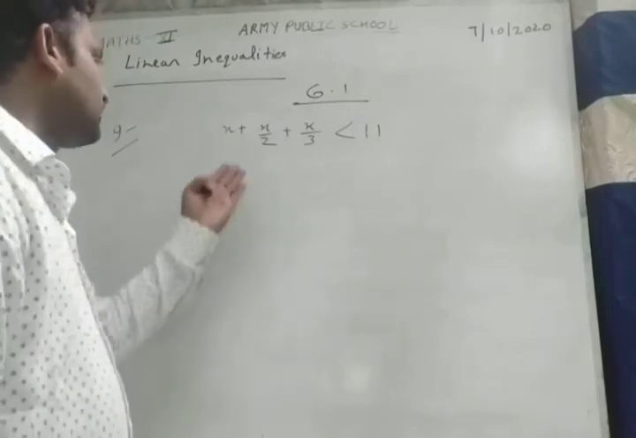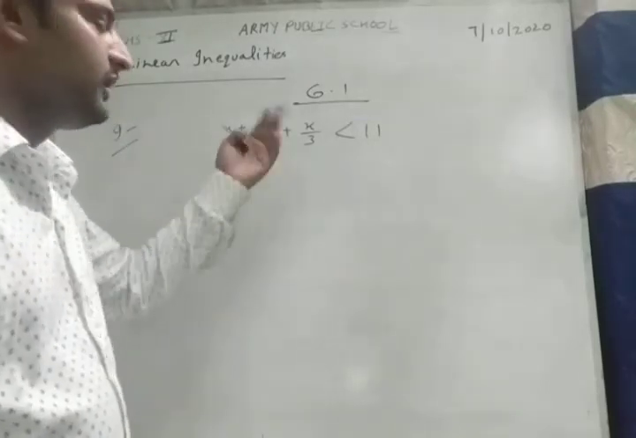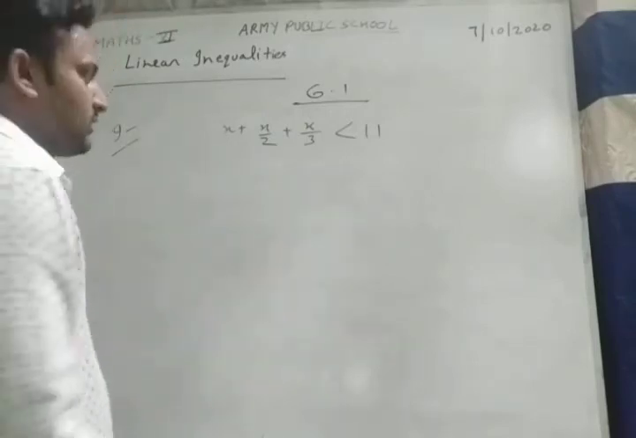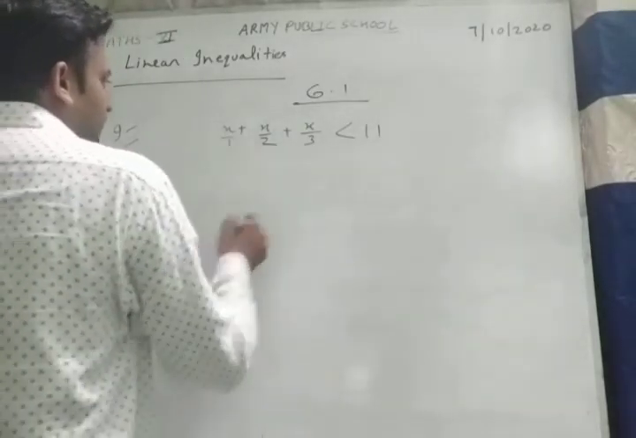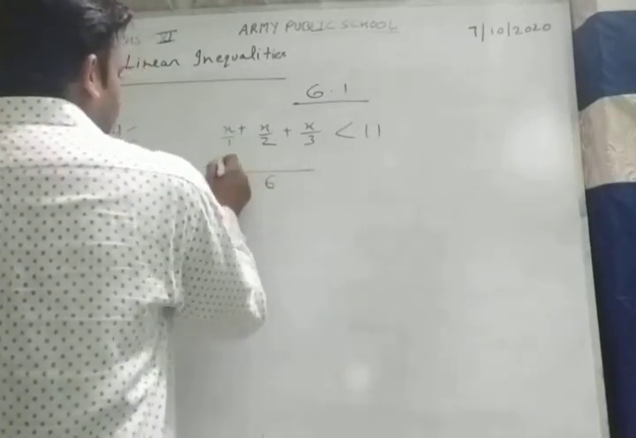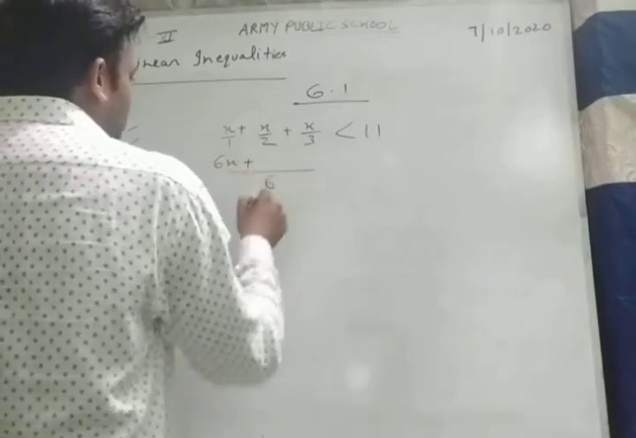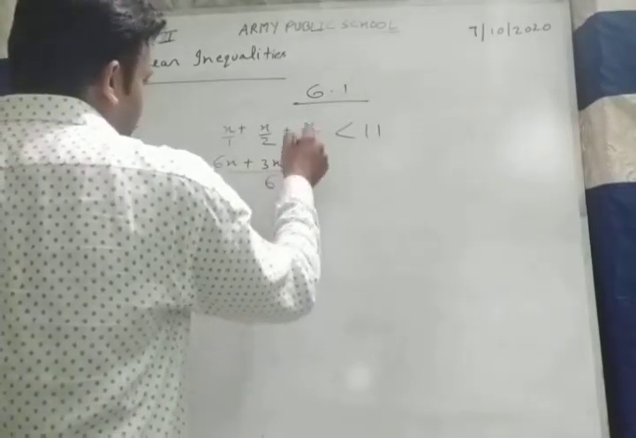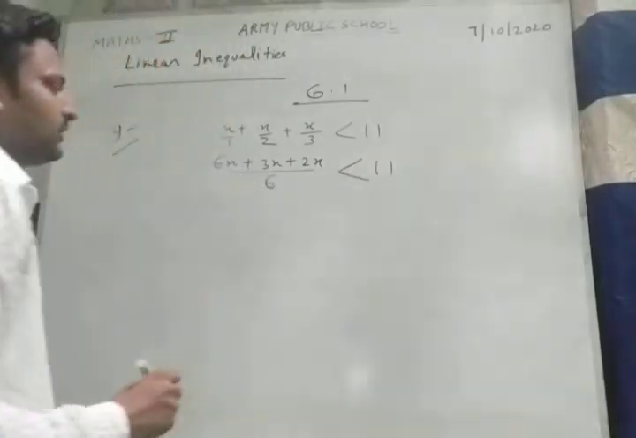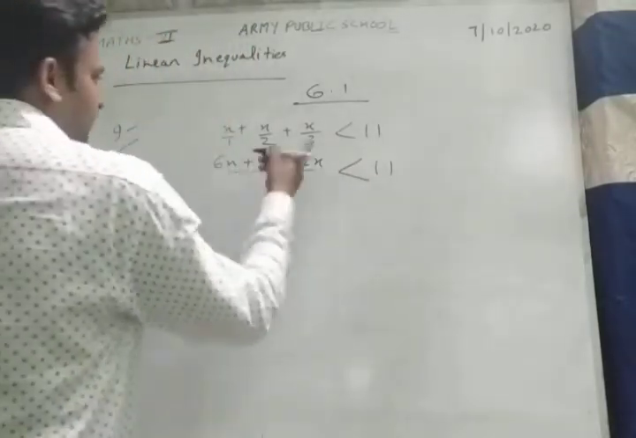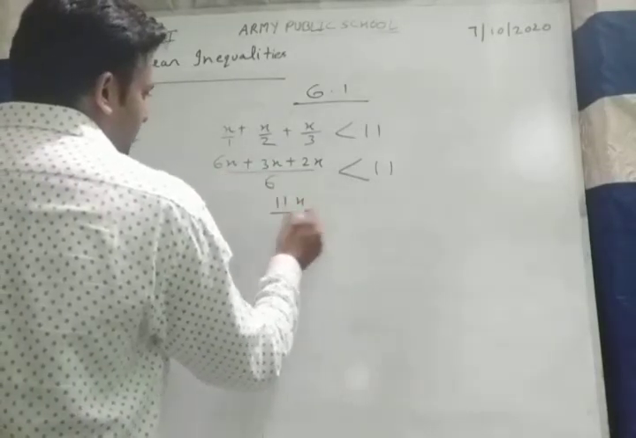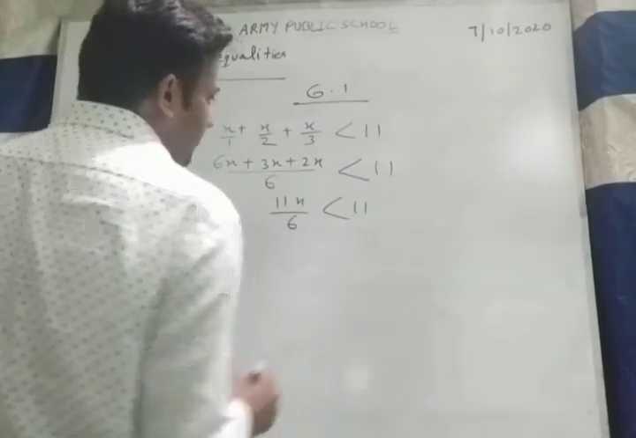So first what we will do, we will take the LCM on the left hand side and solve it. Okay, so let's see that one. Taking the LCM of this, what we get? It will be 6x, 3x, and 2x, less than 11. Now add 6 and 3, 9, and 2, 11x by 6 is less than 11.